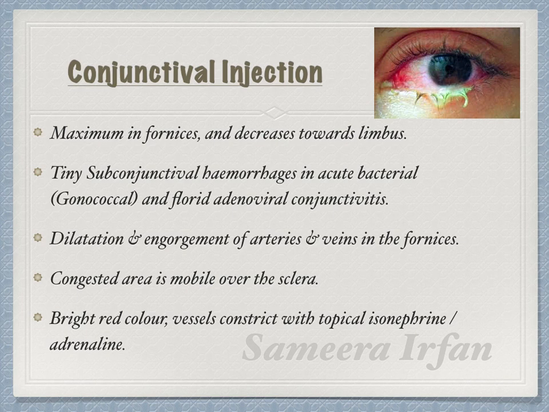Dilatation is mainly of the arteries and veins in the fornices. The congested area is mobile over the sclera as a differentiating point to scleritis. These vessels are bright red and they constrict with topical isonephrine or adrenaline. An important consequence of dilatation of these blood vessels is the formation of membranes or pseudomembranes.